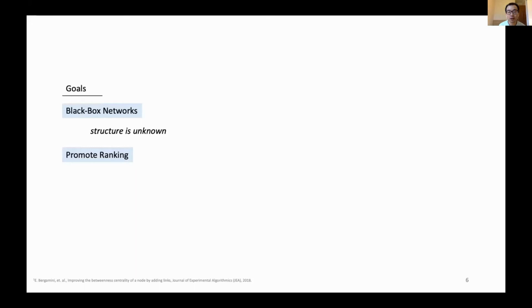To summarize, we have 2 goals in our paper. First, we need to ensure the network structure is unknown. The second goal is we want to promote the ranking instead of the score.